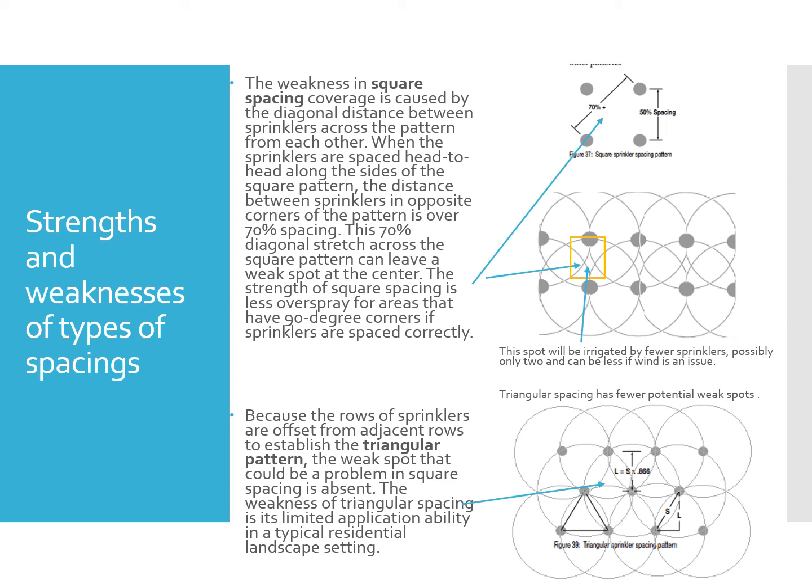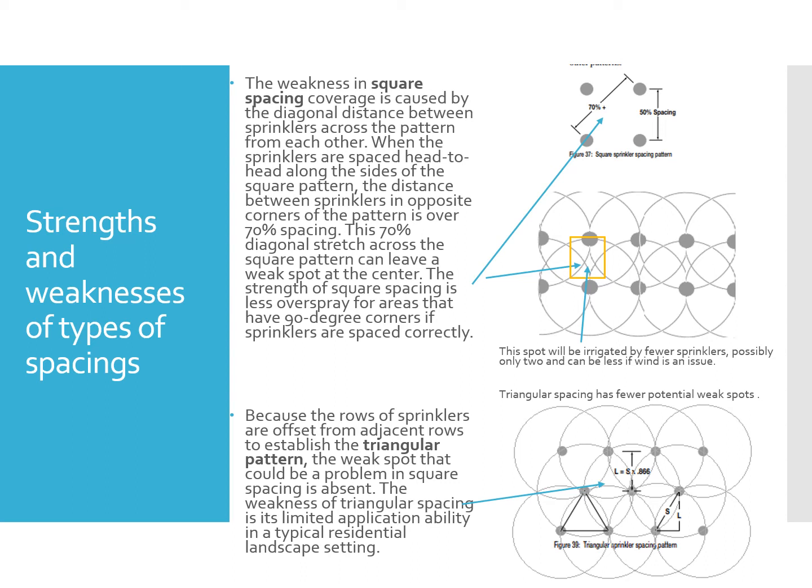So when you have a square spacing, you generally have these spaced equally apart, right? Well, if you have a triangular spacing, it gets a little bit trickier as far as figuring out your spacing, but it does help to clear up that weak spot. There isn't that same particular weak spot that you have in the square pattern in the triangular pattern.